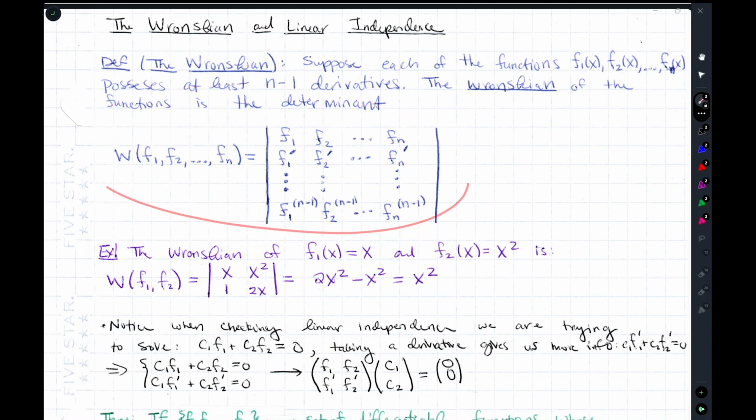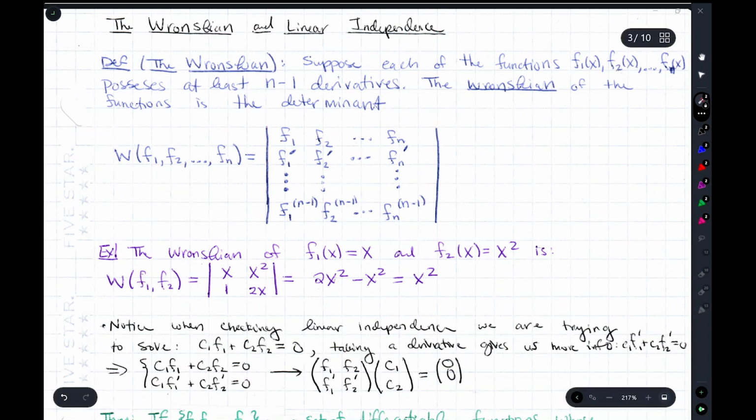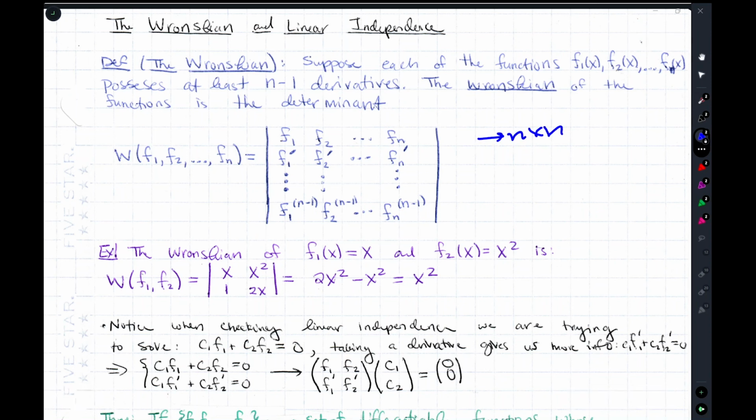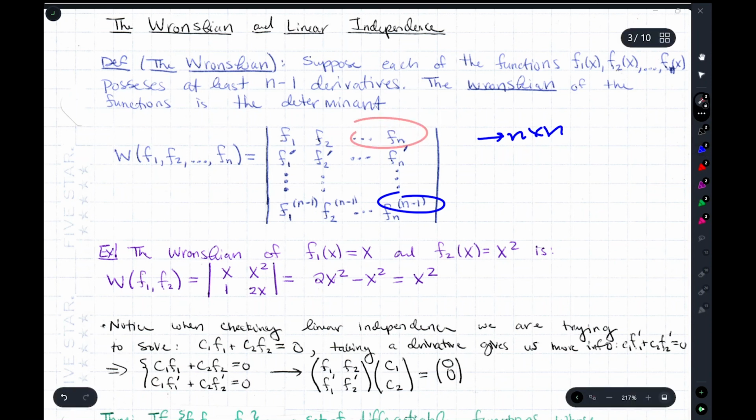You just take this set of n functions, and you take all the derivatives up to n minus 1, and this is a square matrix. Note this is an n by n matrix. That could be a little confusing because you see n minus 1 over there, but don't forget that the function here is the zeroth derivative, so it's like 0 to n minus 1. There's n of them.